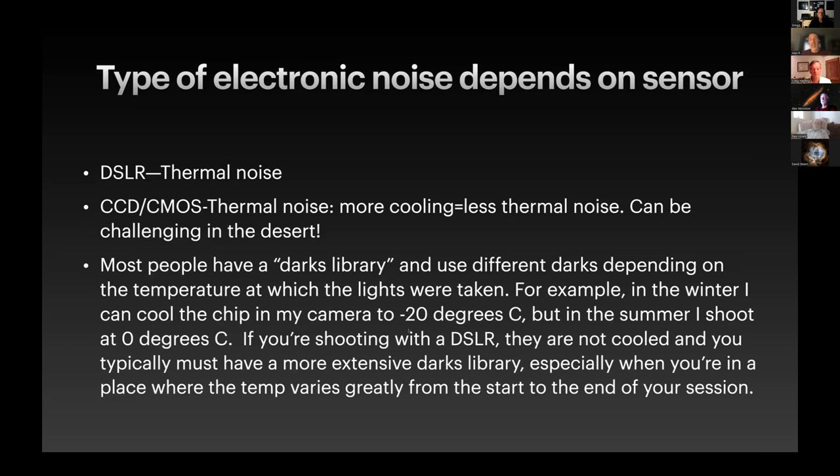But I can usually control it, because I have a cooled camera, I will just set the temperature. In the wintertime, the camera will cool down to minus 20 degrees C. In the summertime, it's a little too much for the camera here. So I just do 0 degrees C, and I have darks that correspond. So I have a set of 0 degree darks for 60 seconds, 120 seconds, 180 seconds, 300 seconds, because you want the duration of your dark to match the duration of your light.